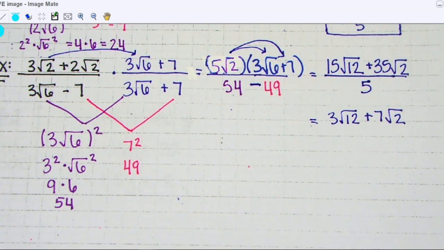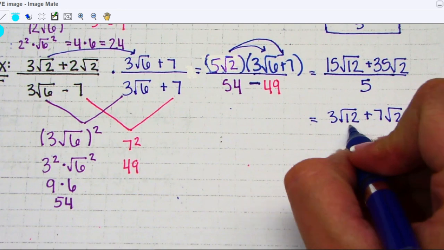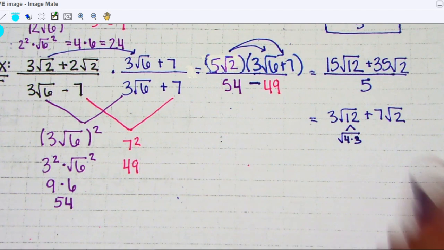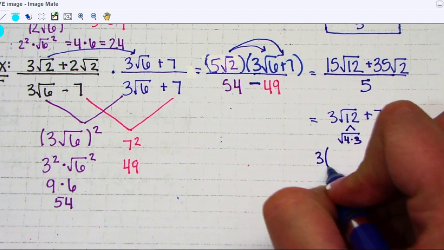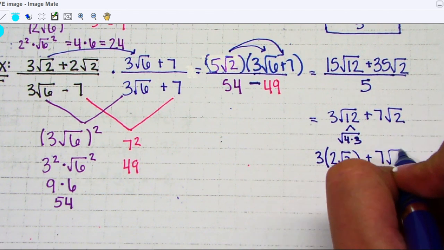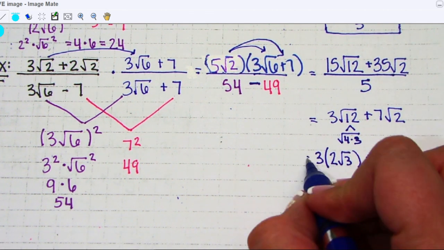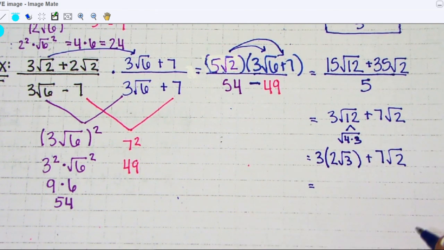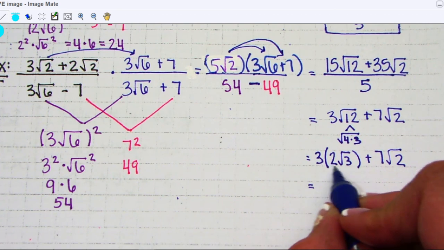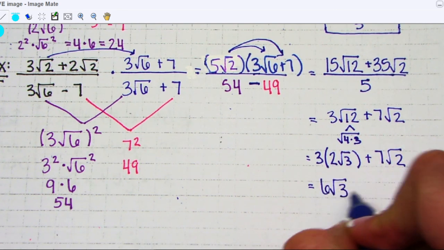Okay. Can I simplify anything else? Is it square root of 4? Because 4 is in 12. Yes. So let's break up the square root of 12. It's the square root of 4 times 3. So it's the square root of 4. Good. So 2 root 3 plus 7 root 2. So if we're continuing to simplify, what's our last piece? What's 3 times 2? 6. Yeah. 6 square root of 3 plus 7 square root of 2.